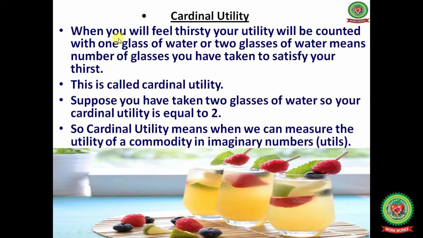Next one is cardinal utility. When you feel thirsty, your utility will be counted with 1 glass of water or 2 glasses of water, means the number of glasses you have taken to satisfy your thirst. That is known as cardinal utility. Suppose you have taken 2 glasses of water, so your cardinal utility is equal to 2. So cardinal utility means when we can measure the utility of a commodity in imaginary numbers called utils.